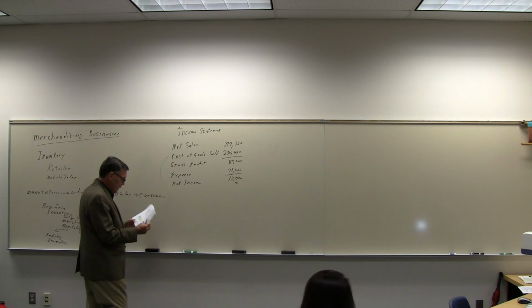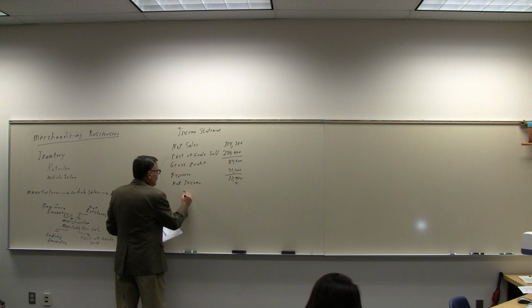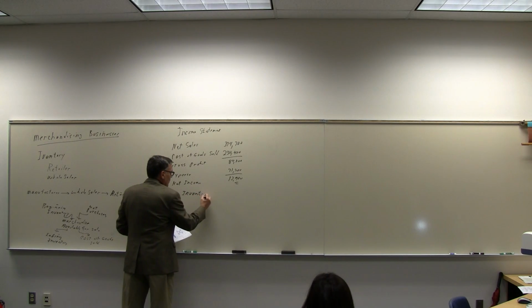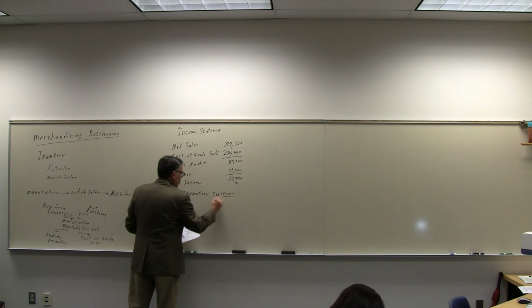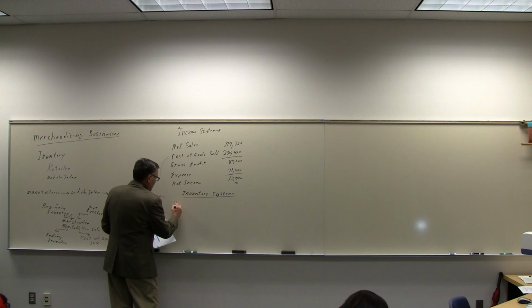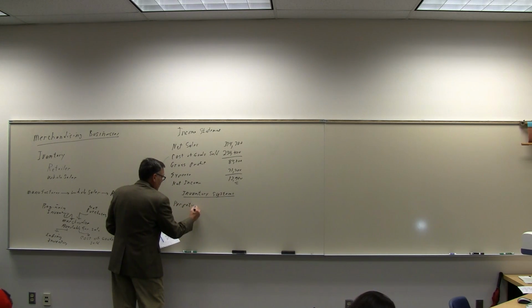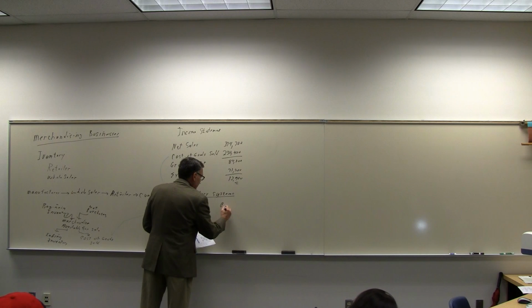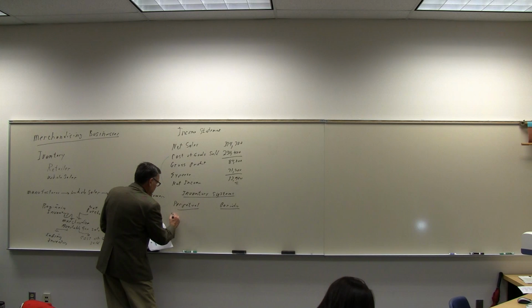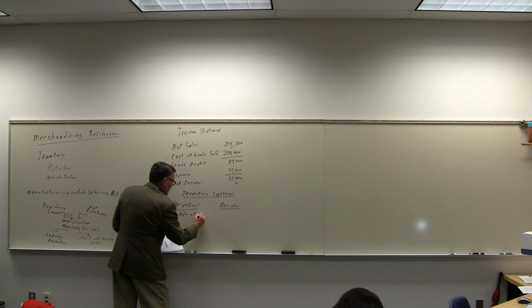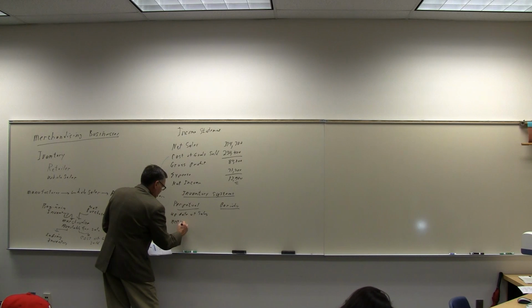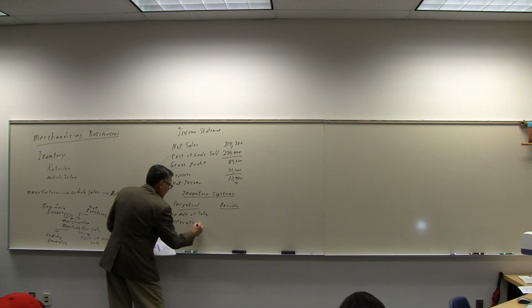Now, there are two ways of doing inventory. So this is inventory systems. One is the perpetual, and the other is the periodic. Now, in the perpetual, what you do is you update all sales accounts on every sale.